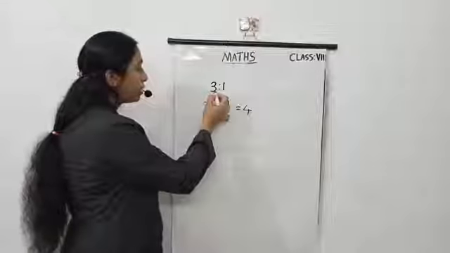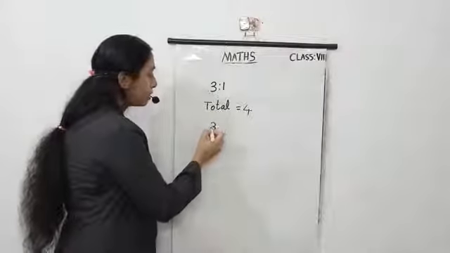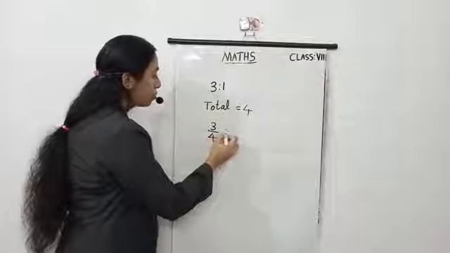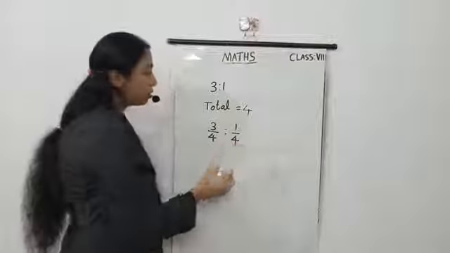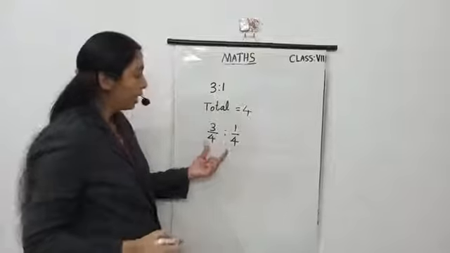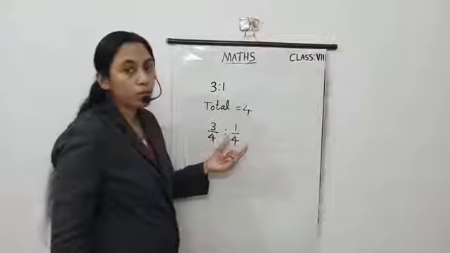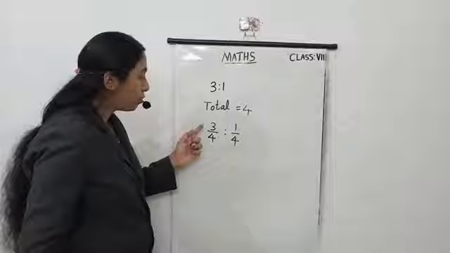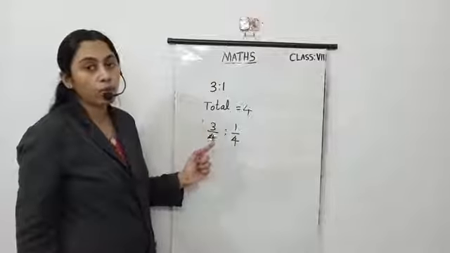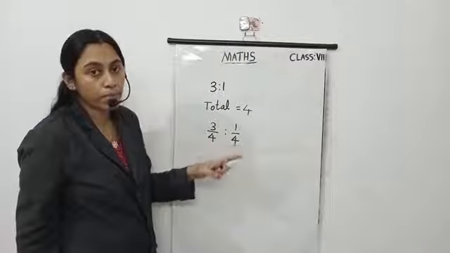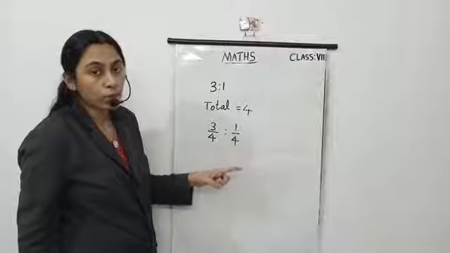Now convert this into a fraction. That is 3/4 is to 1/4. This is the original portion. Now convert this into percentage. We already learned how to convert a fraction to percentage. How? Do you remember?